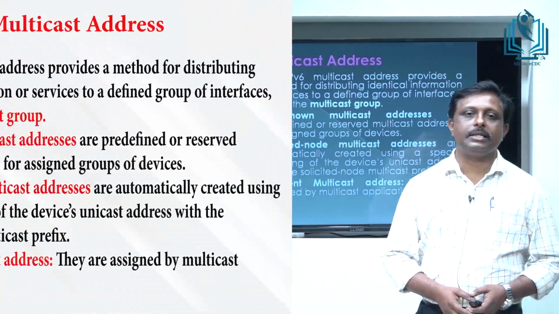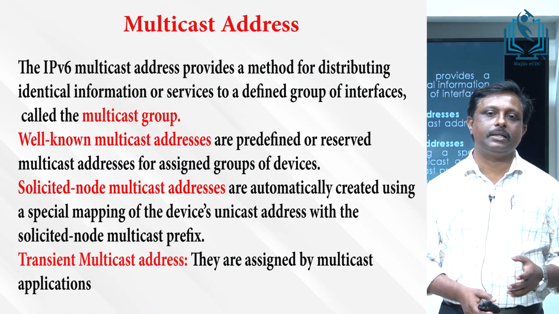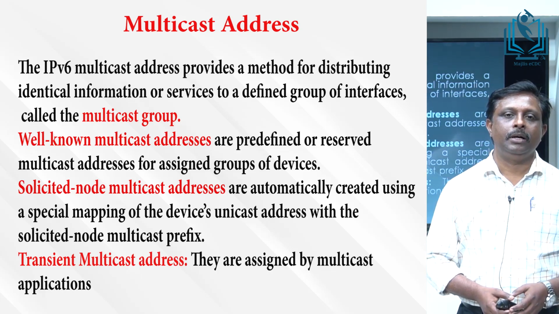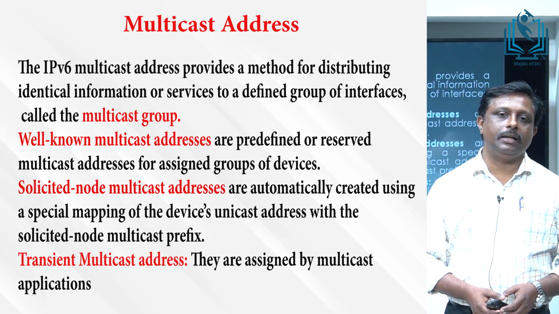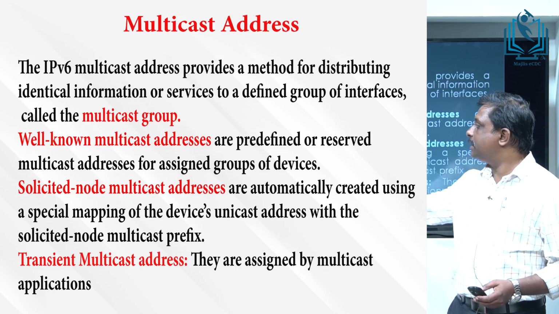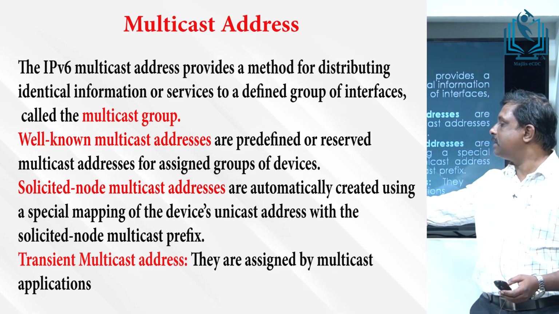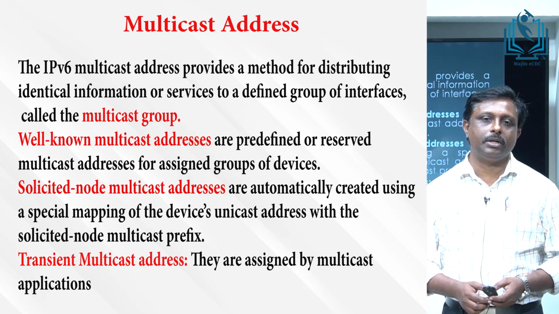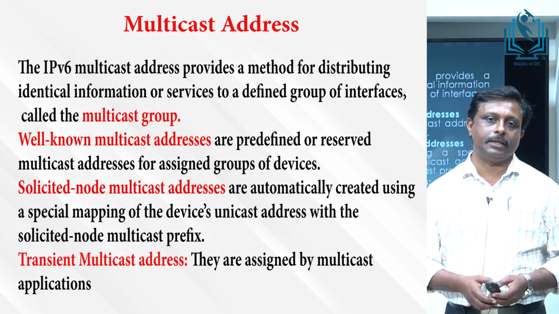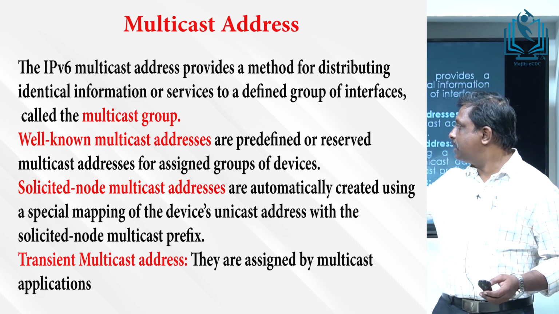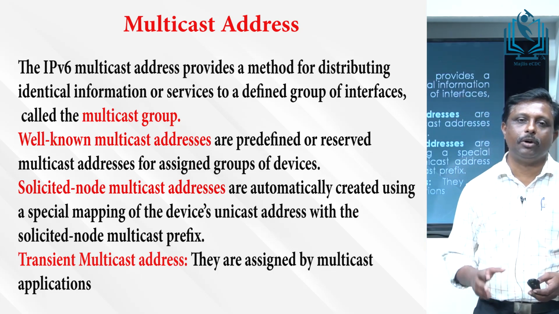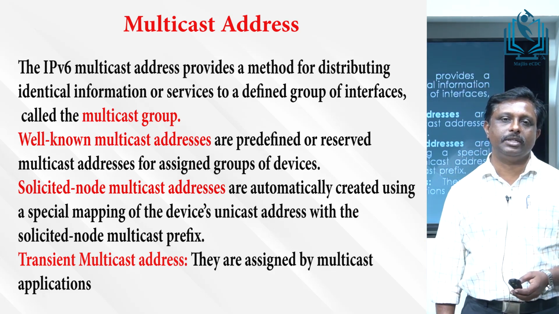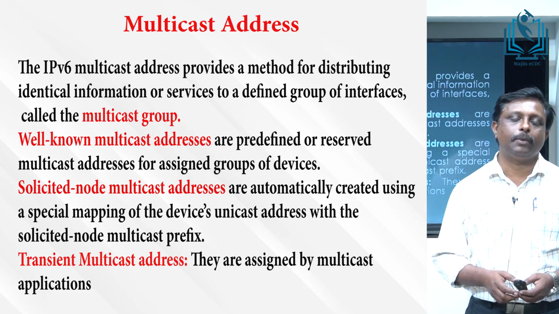Next, I am going to discuss multicast address. Multicast address is used to send a message to a group. There are 3 types of multicast address. One is well-known multicast address, another is solicited node multicast address, and the third is transient multicast address. Well-known multicast address is mainly used for reserved purposes. Solicited node multicast address is created automatically from unicast address. Transient multicast address is created by application programs.